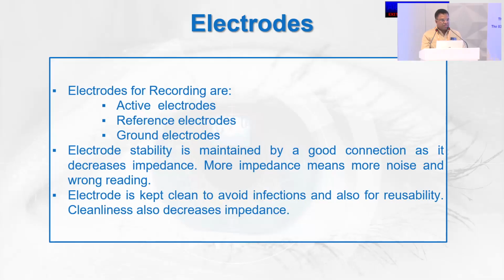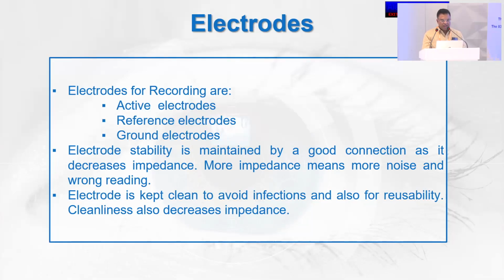Now there are three types of electrodes that are used in ERG. They are the active, reference, and the ground electrode. The stability of these electrodes is maintained by a good connection. Now, good connection also causes a decrease in the impedance, and less impedance would mean less noise. And if the impedance is more, that leads to a wrong reading.